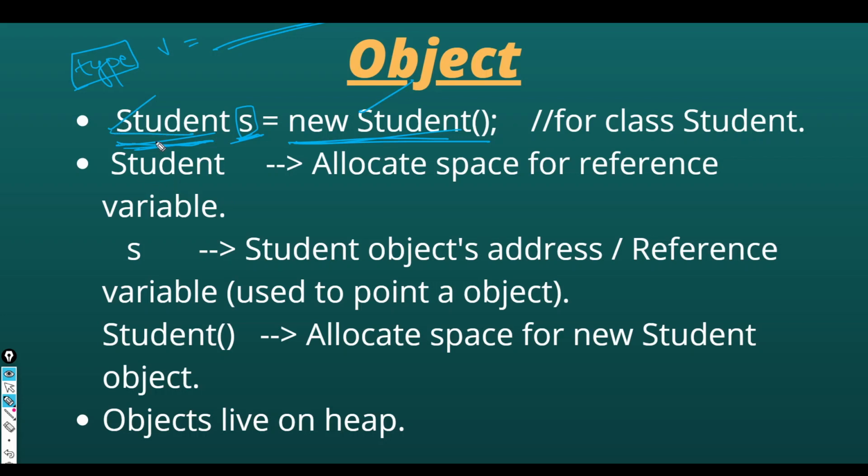The first Student over here means it allocates a space for a reference variable. So this s is nothing but a reference variable. Why is it called a reference variable? Because it is referencing an object. That's the reason why it is called a reference variable. It itself is just pointing towards the object, which is of type Student.